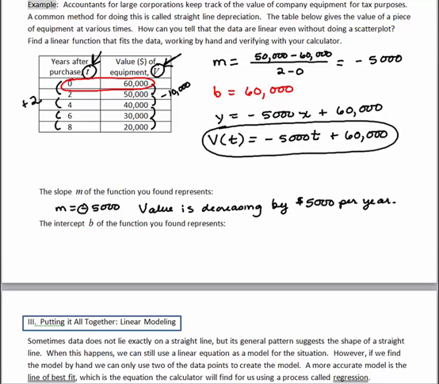Slope always tells us about rate of change. Something's either increasing or decreasing, and you need to tell me by how much and per what: per year, per hour, per whatever. The b value we've talked about a little bit. B was 60,000, and that's our starting value. At time 0, when the equipment was originally bought, it was worth $60,000.